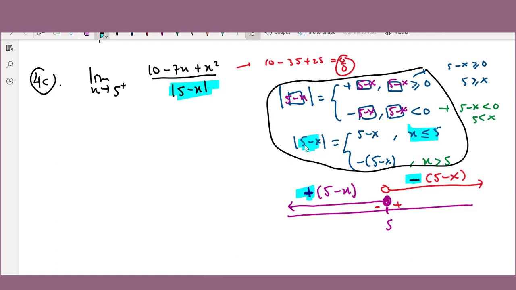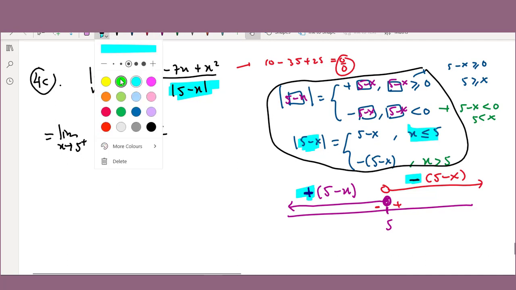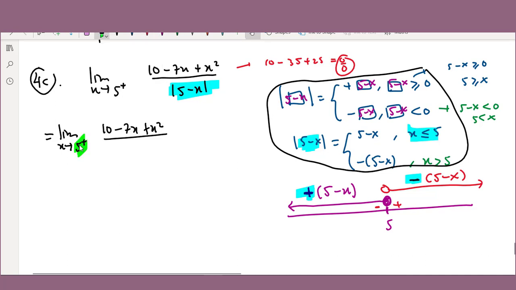Now, in this case x is approaching 5 from the right, positive, so we choose the function that is negative (5 minus x). Rewrite the limit as x approaches 5 from the right of (10 minus 7x plus x squared) over, and we choose, negative (5 minus x). So we change the absolute value, the modulus, to this negative.